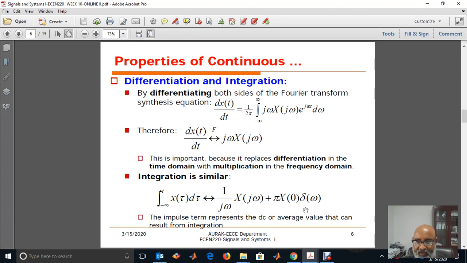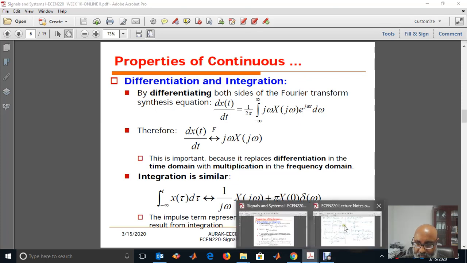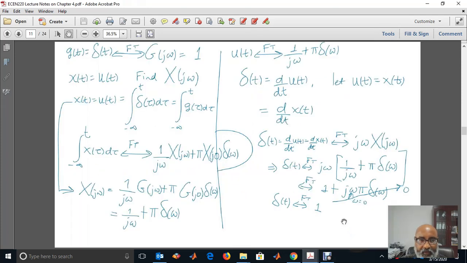If the signal does not have a DC value, then this part will become 0. Okay? And then it will become 1 over j omega times X(j omega). So if we see the examples in the notes again, let's say I have a signal g of t, Dirac delta t. What is this? The impulse signal. What is the Fourier transform? In the previous lecture, we found the Fourier transform of an impulse is 1.